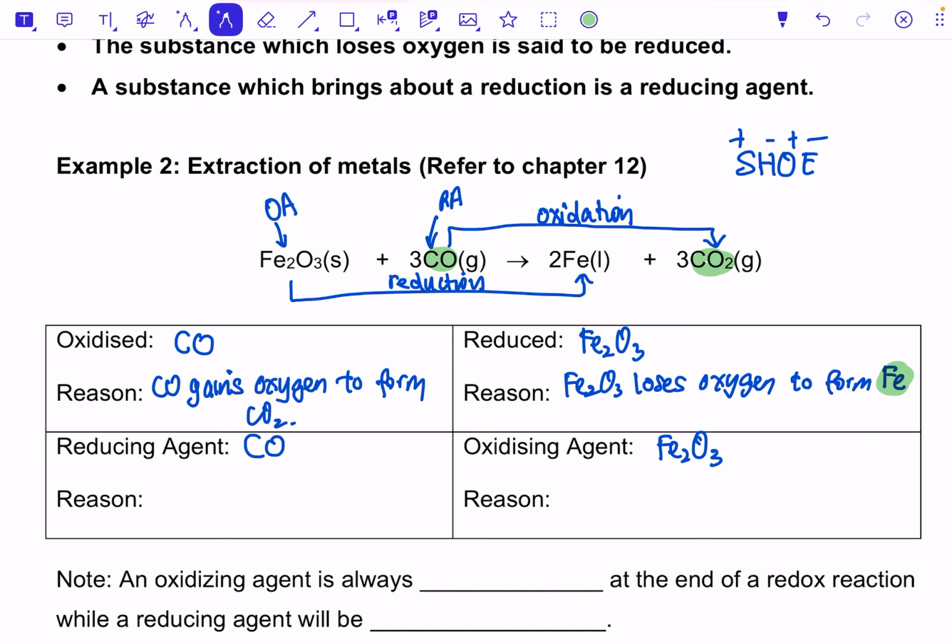Remember when you are explaining reducing agent and oxidizing agent, you should tell me what it does to the partner. Okay, good. Good. Anybody else done? You want me to take a look at it? Okay.